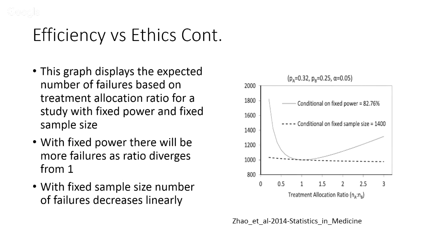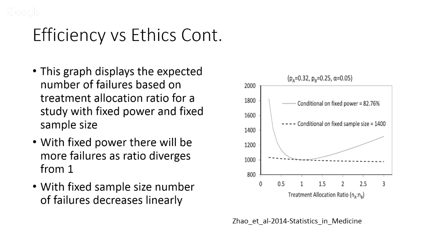This next figure displays the overall number of failures of the trial based on the treatment allocation ratio. One line, the gray line, is based on fixed power, and the other line is based on a fixed sample size. As you can see by the gray line, if you want to achieve the same power as a 1:1 allocation ratio with a sample size of 1400, a larger number of subjects must be added in order to compensate for the difference in allocation ratio, meaning more subjects will fail treatment.